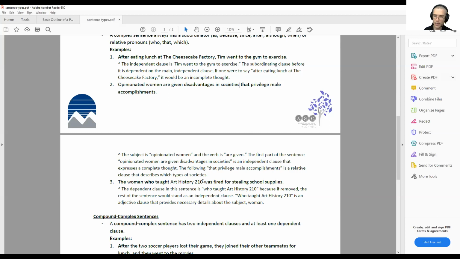The woman who taught art history to 10 was fired for stealing school supplies. This example is a little bit more complex. The dependent clause isn't nicely separated or segregated off from the independent clause. Rather, an independent clause is split up in the middle by a dependent clause. The independent clause here would be the woman was fired, or the woman was fired for stealing school supplies. Who taught art to 10 is a dependent clause.